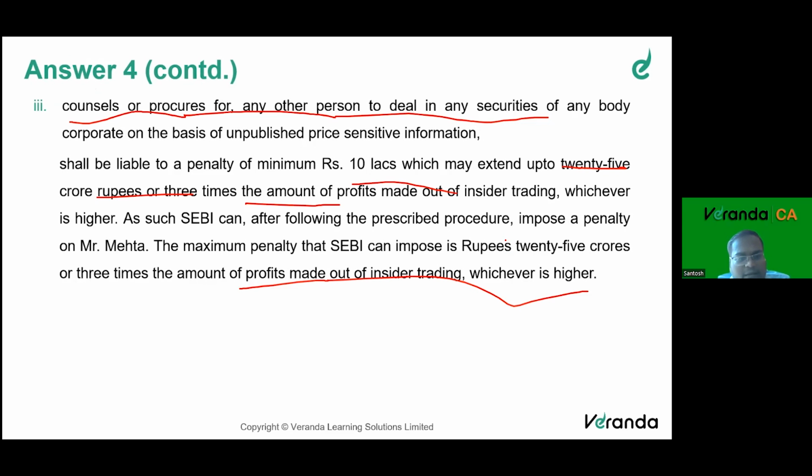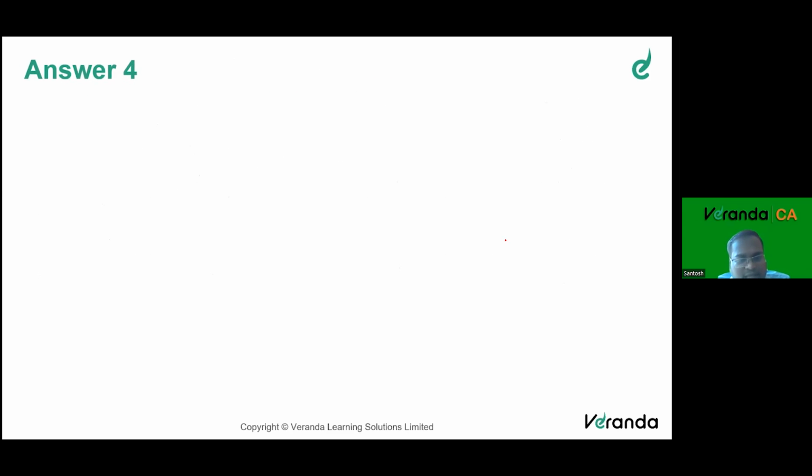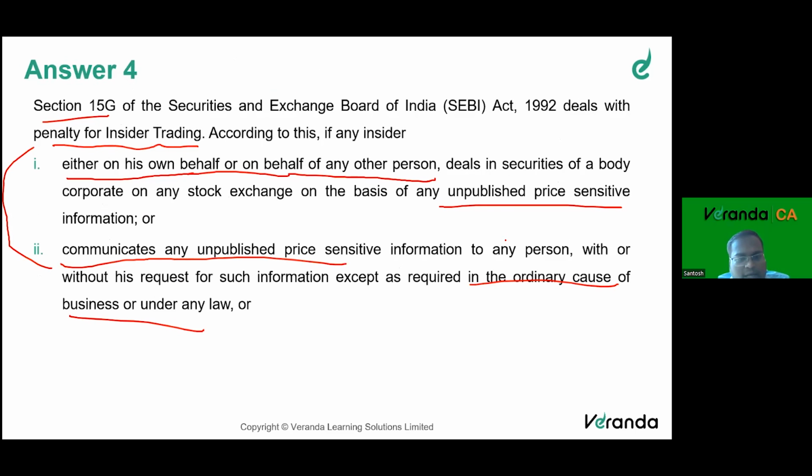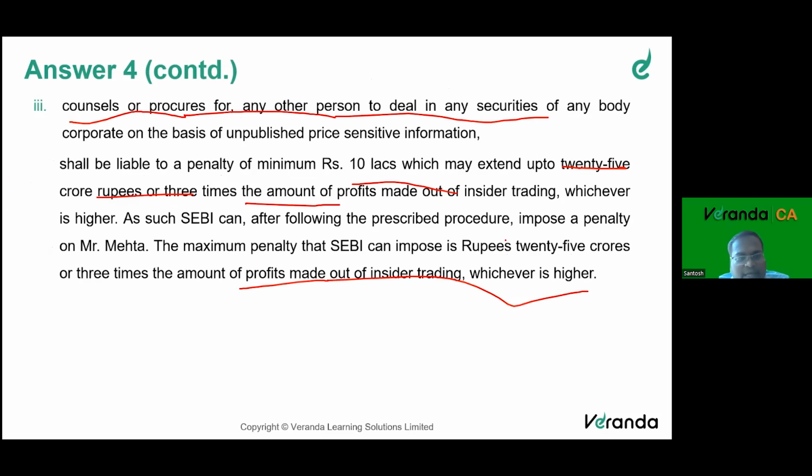So these are the terms that are important on this particular question. Just to summarize, when can you be considered as doing an UPSI? One, he shares either on his own behalf to any other person, communicates to any person apart from the ordinary course of business, counsels or procures for any other person, any body corporate on the basis of UPSI, shall be liable to pay a minimum of 10 lakhs up to an amount of 25 crores or 3 times of the profit, whichever is higher.